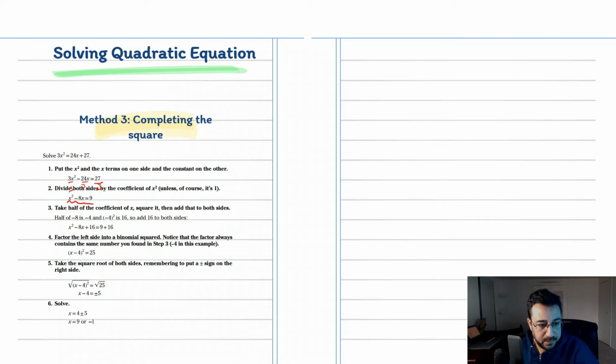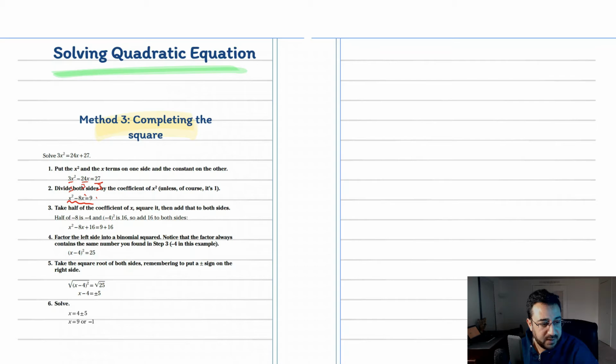Now you take half of the coefficient of x and you square it, then you add that to both sides. So in this case, half of minus 8, the coefficient of x, is minus 8 over 2, that's minus 4. Then the square of minus 4 is 16. So you add 16 to both sides of the equation, on the left and on the right.